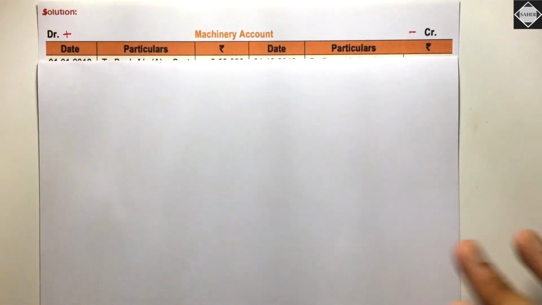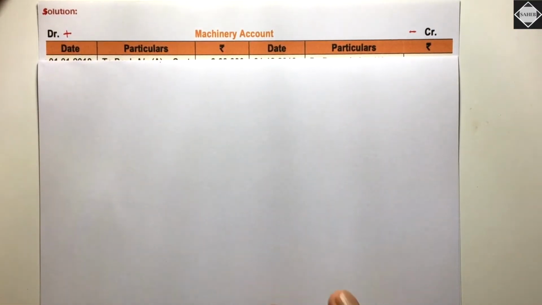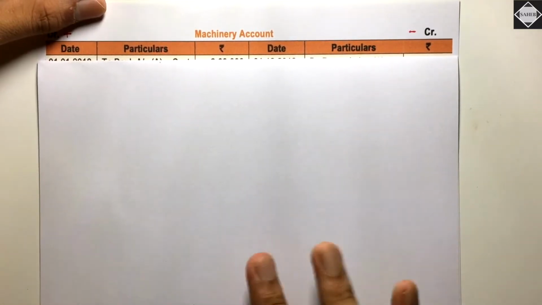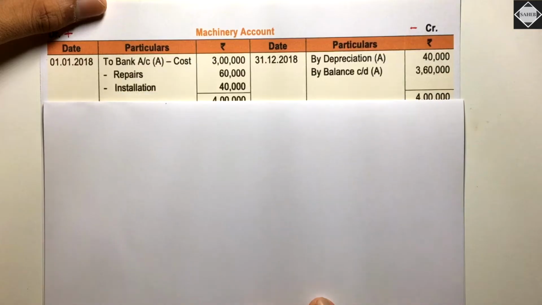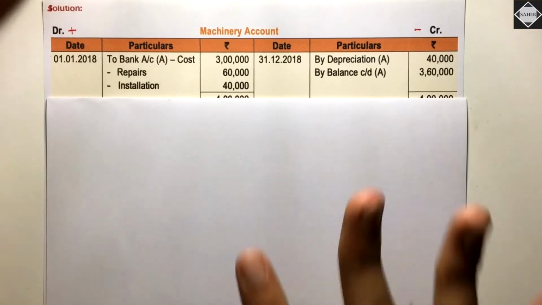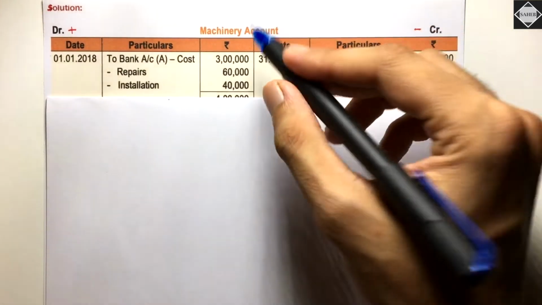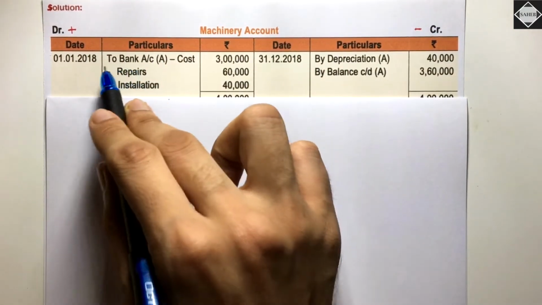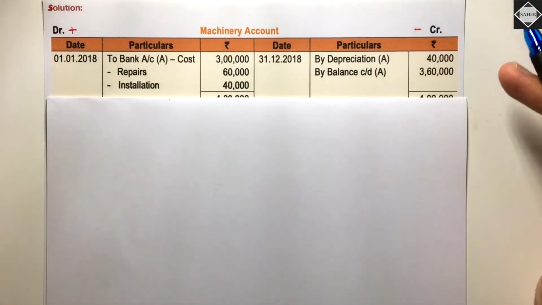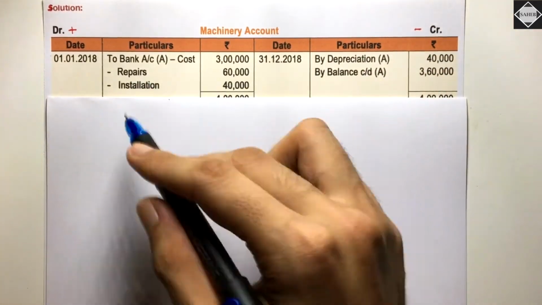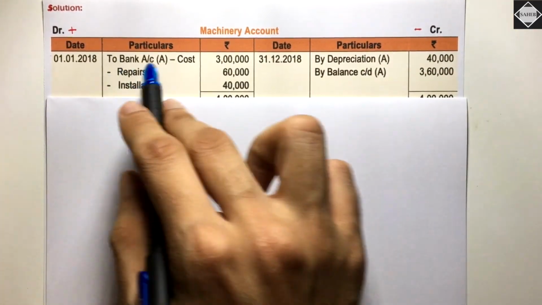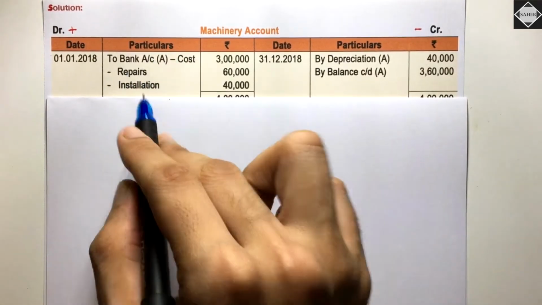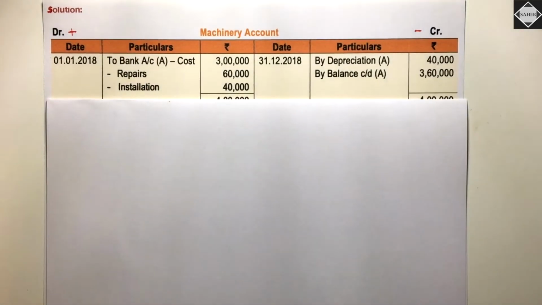Now see, here we have the machinery account, which has debit balance, opening balance on the debit side, closing balance on the credit side. Okay, let's begin. See, first what happened? First we purchased a machinery for 4 lakh, right? So machinery account is increasing because of the machinery you have purchased through bank account. To bank account 4 lakh. Okay, here there is a mistake, you don't have to take it like this. Just write to bank account 4 lakh. In the bracket you can write purchase price plus repairs plus installation, like that. Okay, so it's 4 lakh.